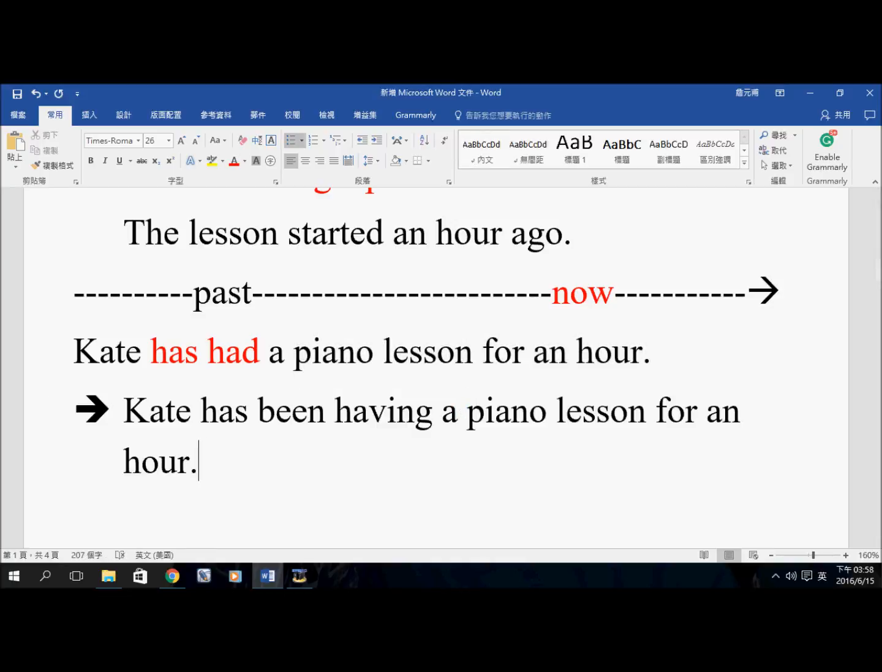For an hour. Okay, so as you can see, this is the form for the present perfect continuous. Has, this is the present perfect part, and this is the present continuous part. So present perfect continuous is like the combination of the present perfect tense and the present continuous tense. We use it to talk about something that started sometime in the past and the person is still doing the action at the moment of speaking. Okay, so we learned the format, we learned how to make sentences using present perfect continuous. Let's go to the next section.